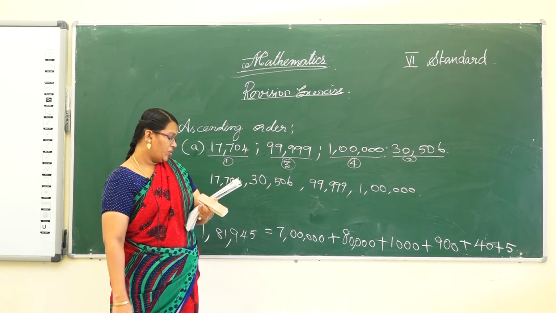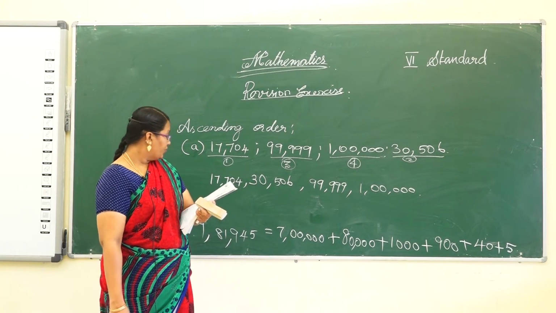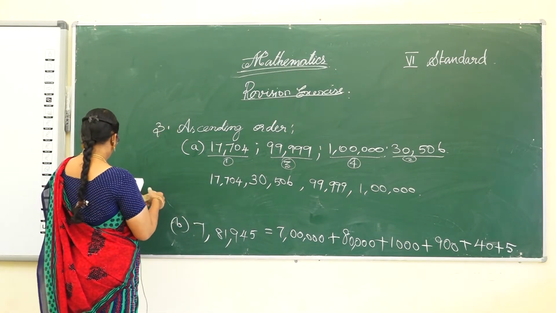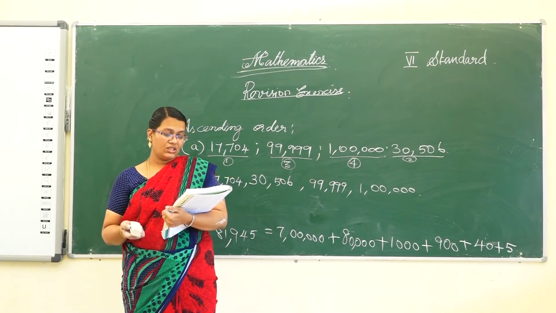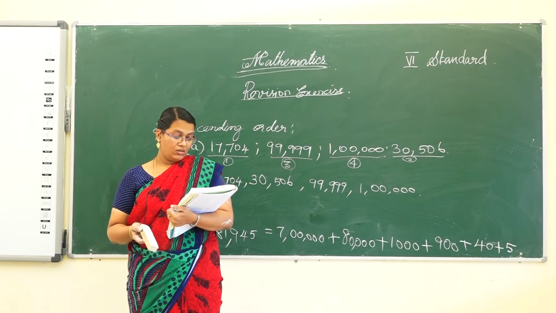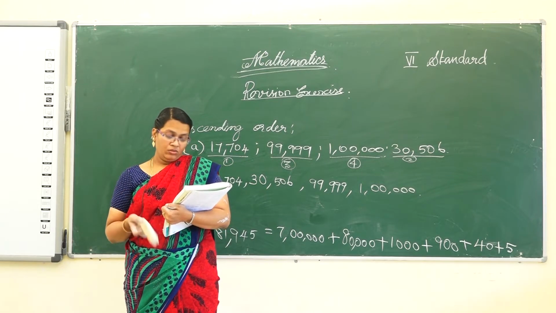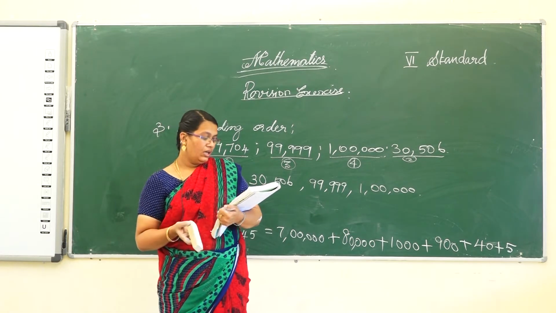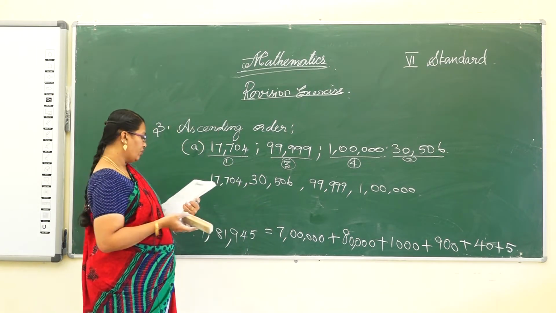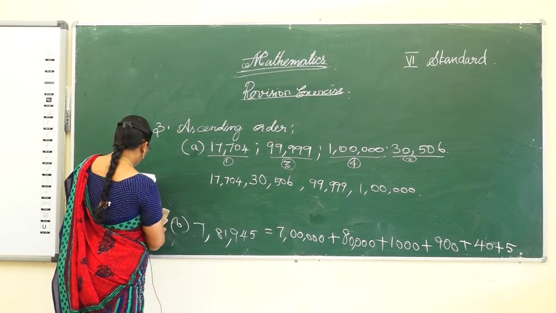So the next one of the problem is homework. The fourth problem is also homework because it's the same one, descending order. So A and B are homework in the fourth problem. Fifth one: write the place value and face value of the underlined digit in the following numbers.